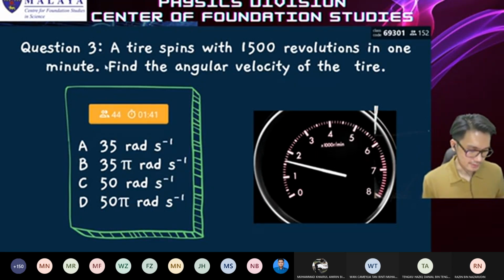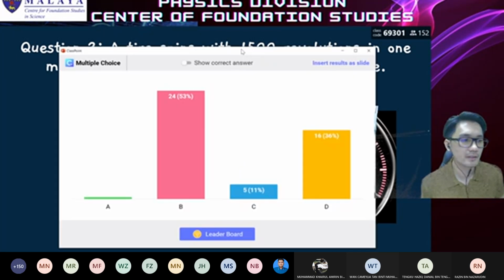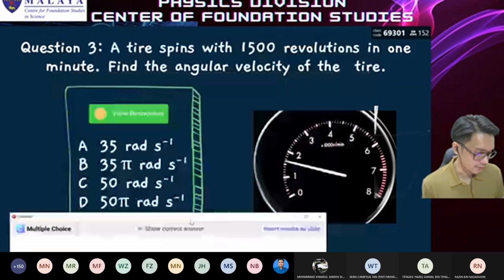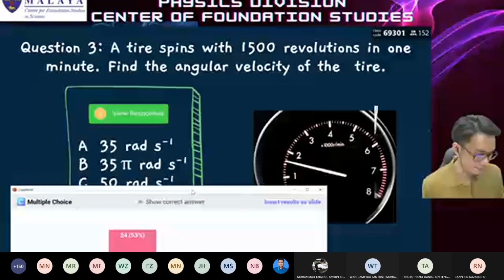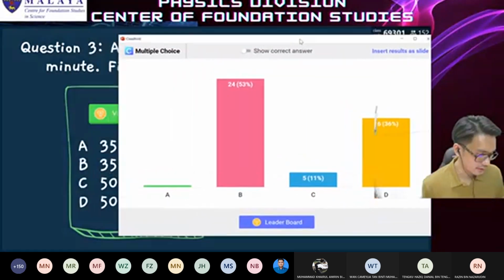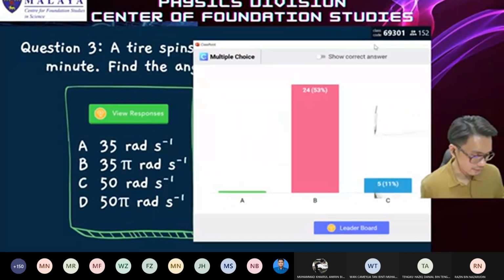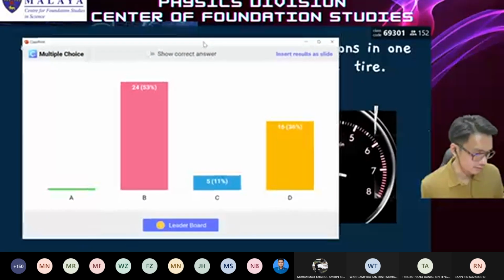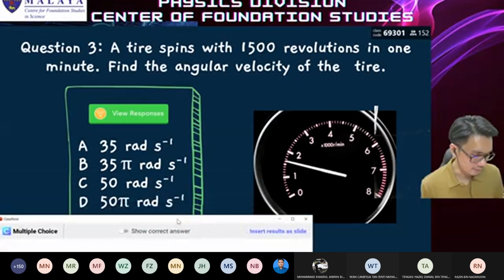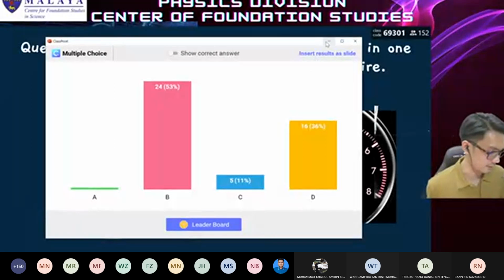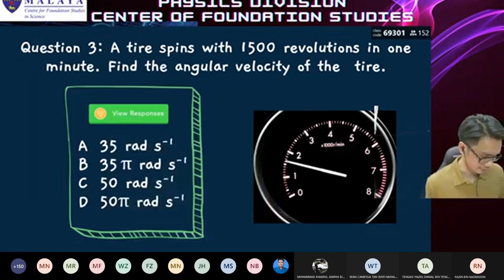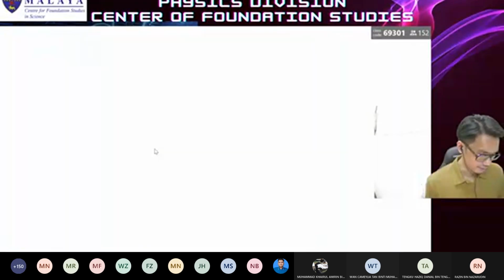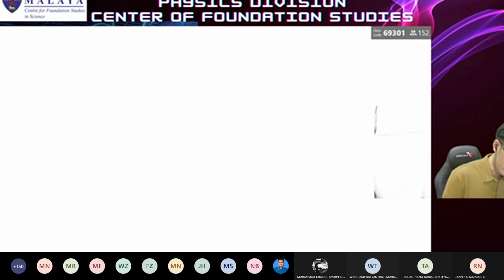Okay, I'll close the submission. Tengok jawapan dia. Ramai yang jawab B, which is 35 pi radian per second. Ada yang jawab C, 50 radian per second, and also ada yang jawab D, 16 orang menjawab 50 pi radian per second. Okay, kita tengok jawapan dia apa. Siapa yang salah boleh tengok apa jawapan dia.